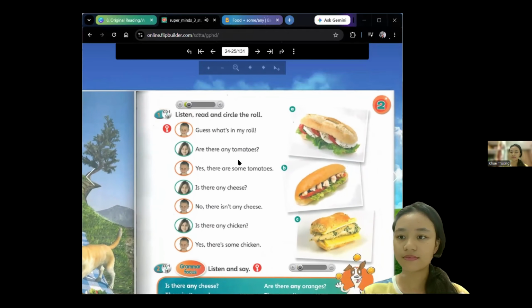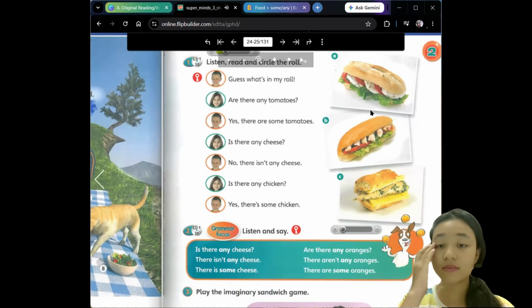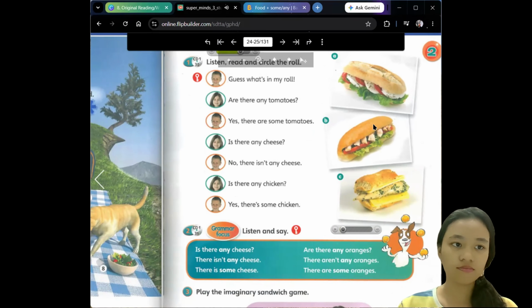Student's Book, page 23. 1. Listen, read, and circle the roll. Guess what's in my roll? Are there any tomatoes? Yes, there are some tomatoes. Is there any cheese? No, there isn't any cheese. Is there any chicken? Yes, there's some chicken.